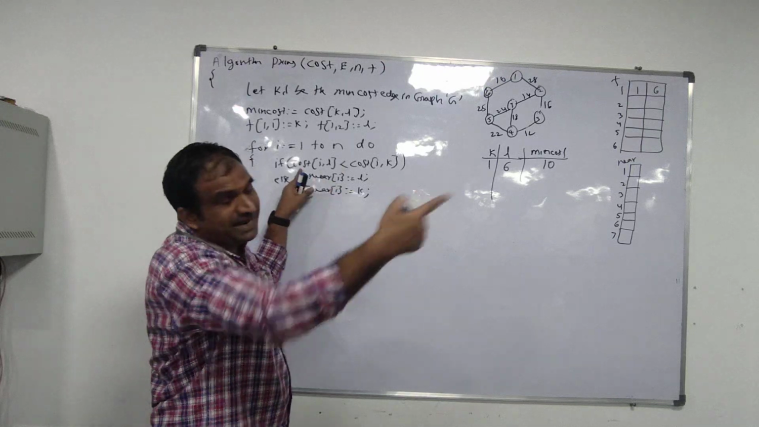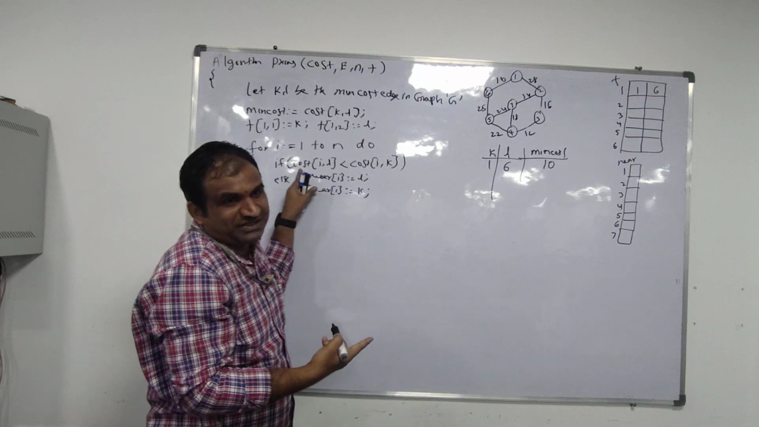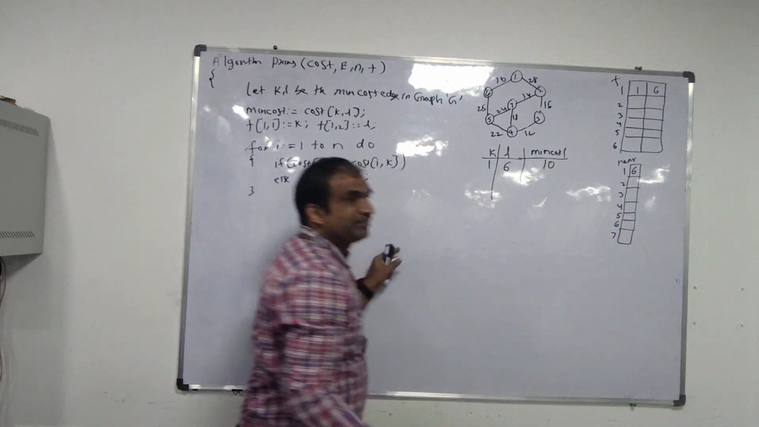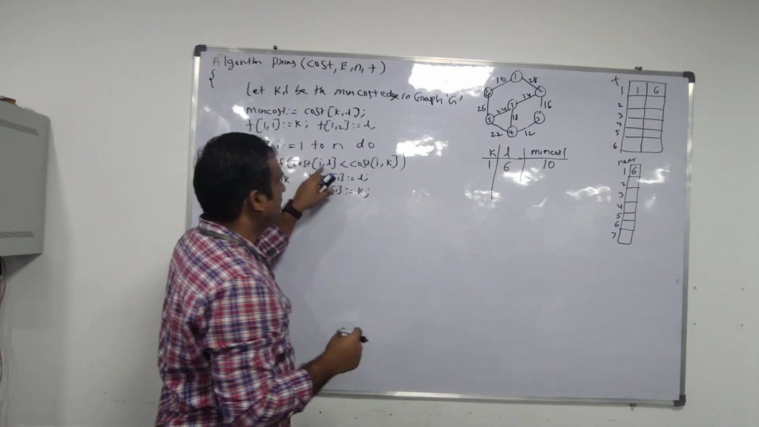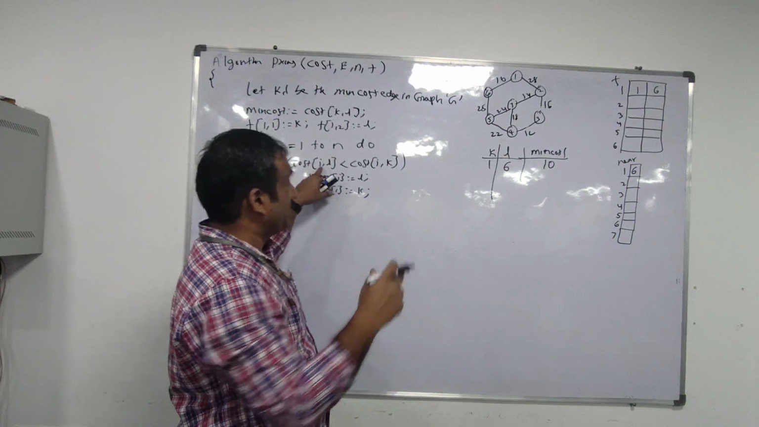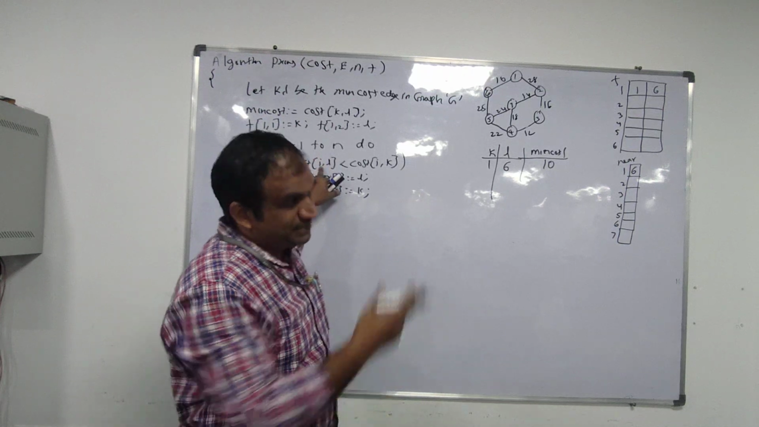Infinity. Infinity less than some value. Condition is false. So automatically for 1, 6 is near, as per the code. Next, 2 comma 1 less than 2 comma 6. Please check it and tell me.